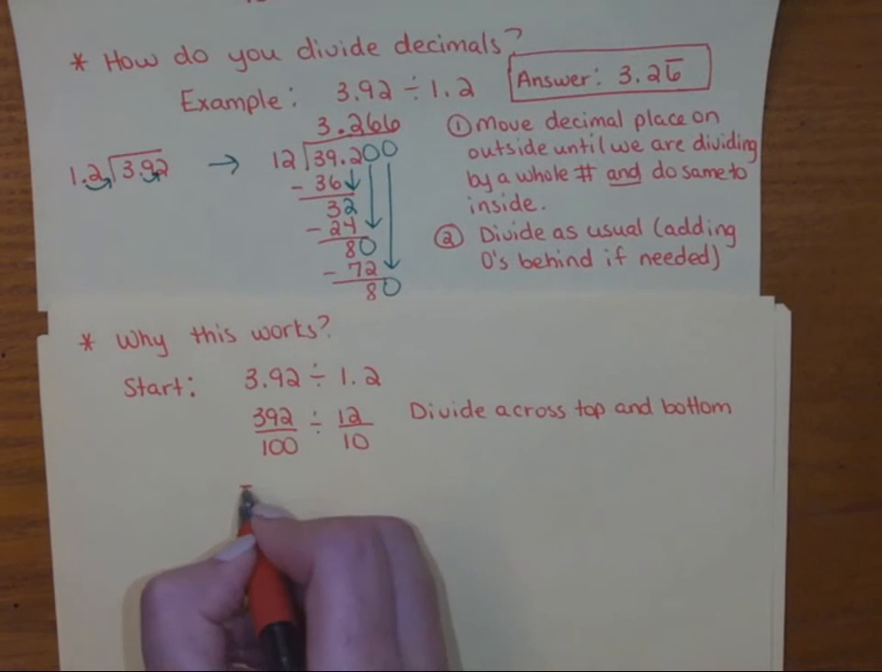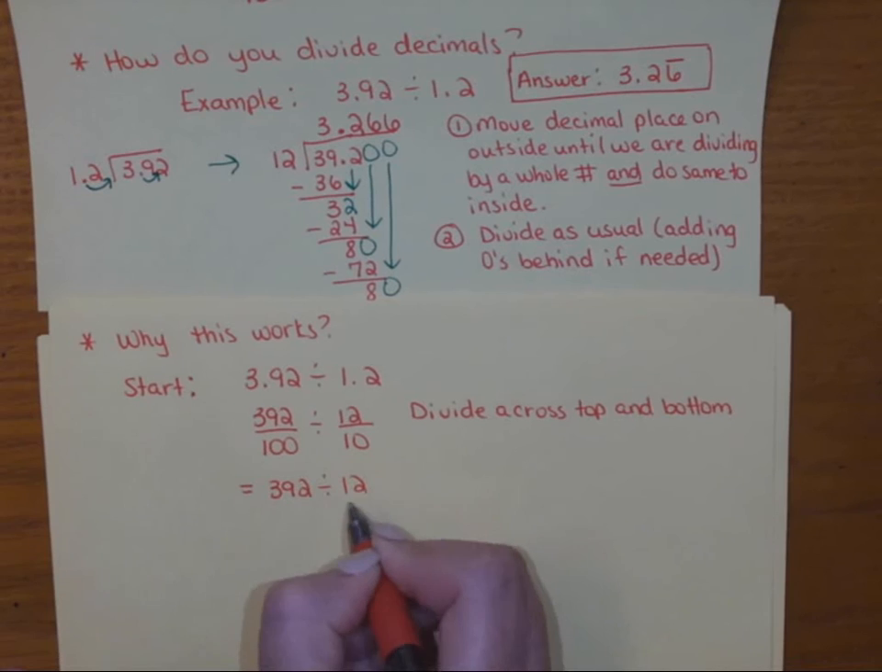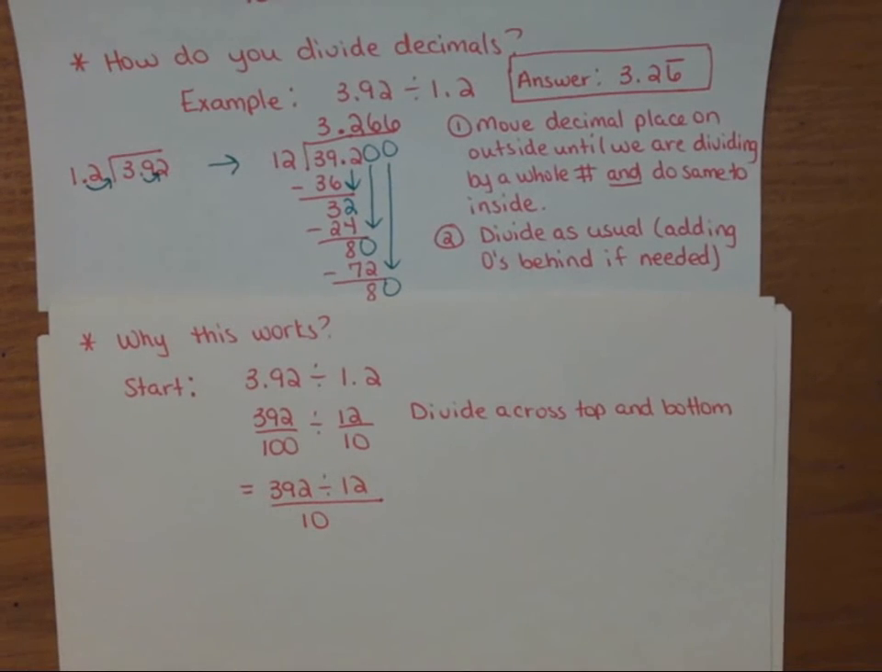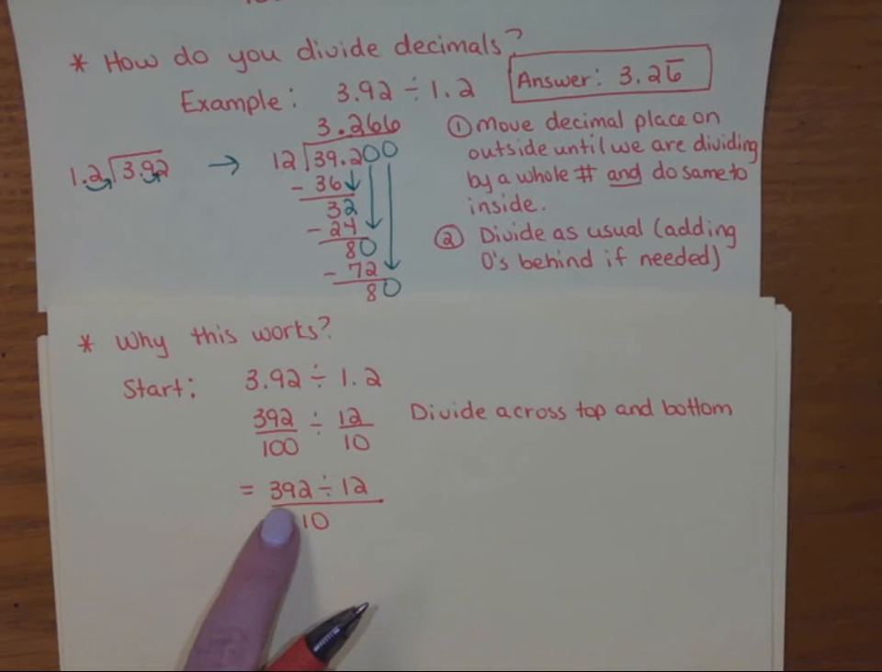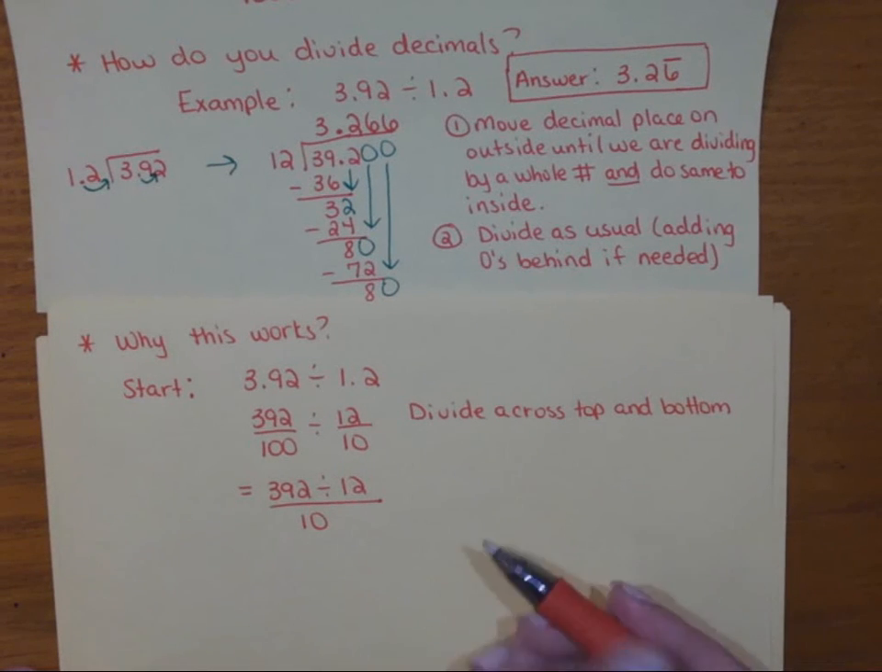Okay, so notice what we're going to get here. We're going to get 392 divided by 12 over 10, because 100 divided by 10 is just 10. Notice this is not quite what we did. We didn't do 392 divided by 12. Okay, so we kind of need to change this just a bit. We need to figure out if we can talk about what we actually did. So a little tricky here.